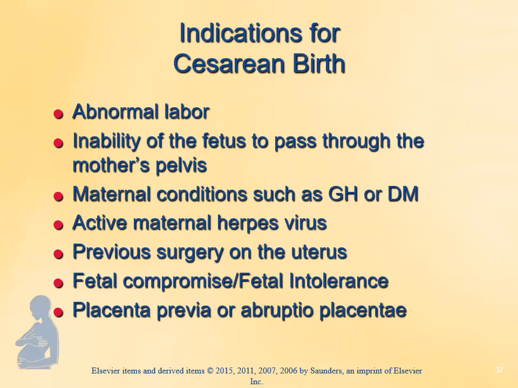Sometimes we do C-sections because the baby is just not tolerating labor. There's too much compromise going on, and so we do a C-section to make sure we get the baby delivered before it has oxygenation problems. And then we also do C-sections for things like placenta previa and abruptions.